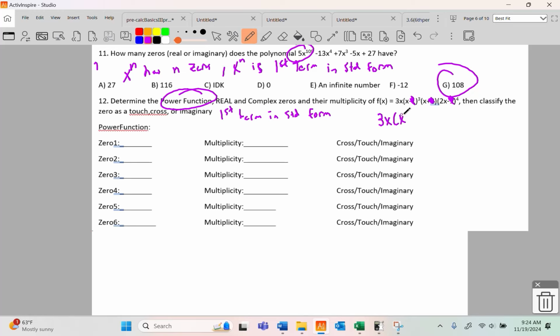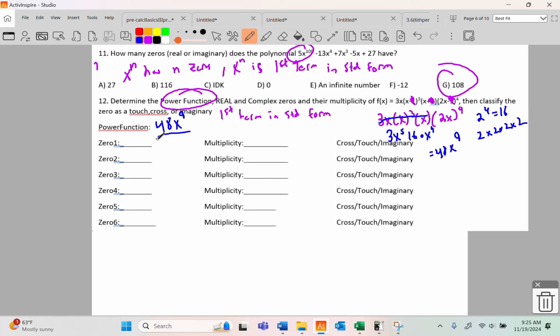I have 3x times an x that's cubed times an x times a 2x to the fourth. And this is going to take a little more work. 3x times x cubed is x to the fourth, times that is x to the fifth. So there's 3x to the fifth from these pieces. Now 2x to the fourth is going to create an x to the fourth, but 2 to the fourth, that's 16. So that's 2 times 2 times 2 times 2. So I have 3 times 16, which is 48, x to the ninth.